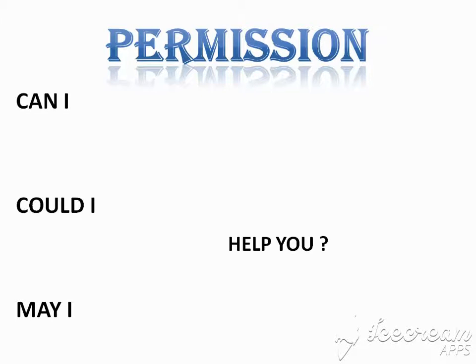So let's have a look and see some other examples. Make sure that after these expressions of permission, the verb comes directly. Can I help you? Could I help you? May I help you? As I have said and still say, may I is used in a polite way, especially if you are talking to someone who has more power than you, like a teacher or a father and so on. It's better to use may I.